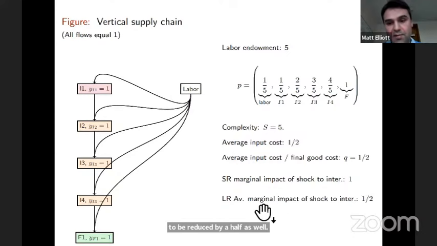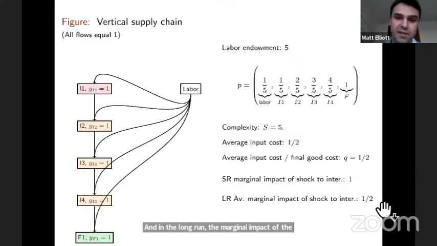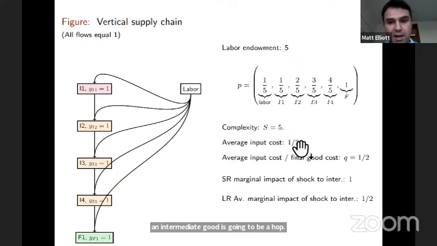And in the long run, the marginal impact of a shock to an intermediate good is going to be a half. It's going to depend on the average value of the intermediate good industry by Hulten's theorem, and that comes back down to this a half here.